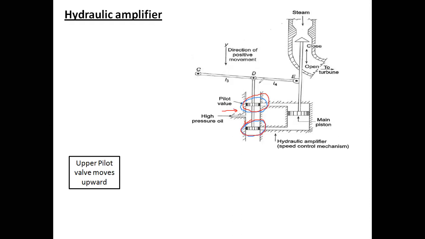So when D moves in the upward direction, that is, the upper pilot valve moves upward, what will happen? This upper path is open, and the high pressure oil will come to the main chamber through the upper path. It will push the main piston in the downward direction, and this nozzle will open, and more steam will flow to the turbine. This is the process.